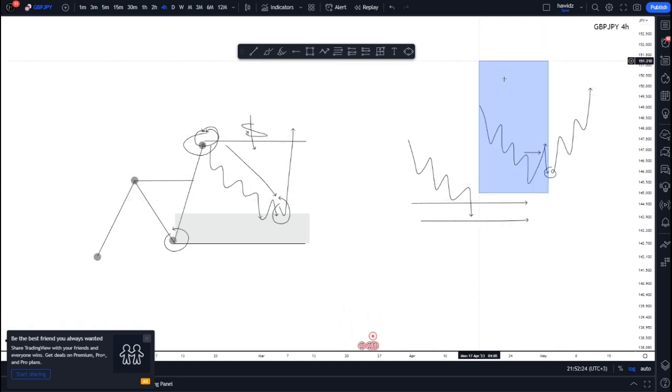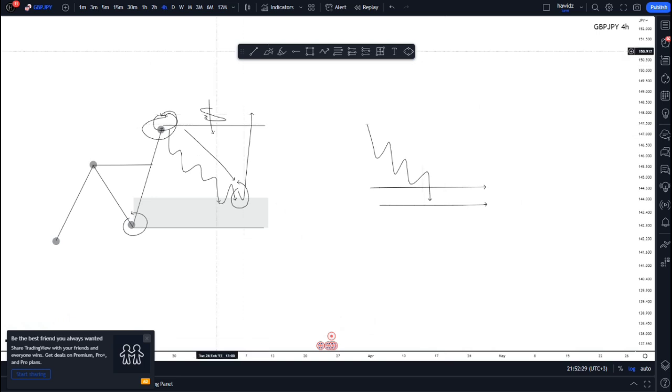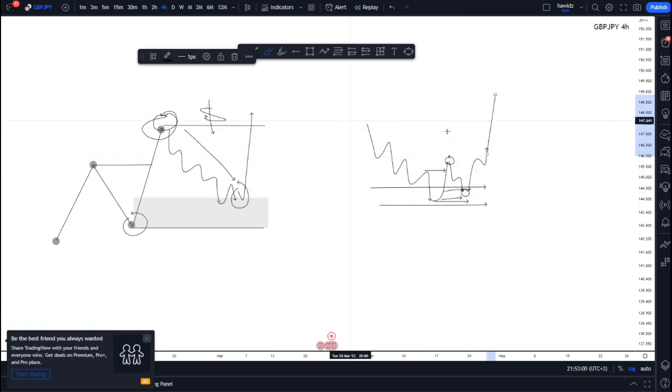So from this area here, what we want to see is price now coming to the top side, taking out this high and forming a higher high, right? Then retrace into, of course, a refined area of demand. And from there we can now take our entries and protect ourselves either below the demand zone or below the low. And then we can now target the highs.